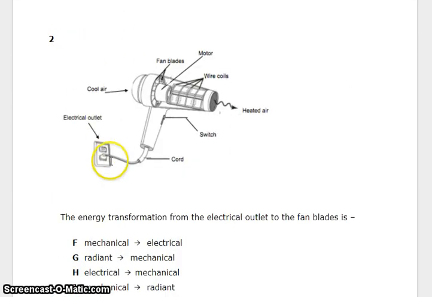Number 2. The energy transformation from electrical outlet to the fan blades is F. Mechanical to electrical, G. Radiant to mechanical, H. Electrical to mechanical, or J. Mechanical to radiant. You have the electrical outlet, the cord, the switch, cool air, fan blades, the motor, the wire coils, and the heated air. The energy transformation from the electrical outlet to the fan blades.